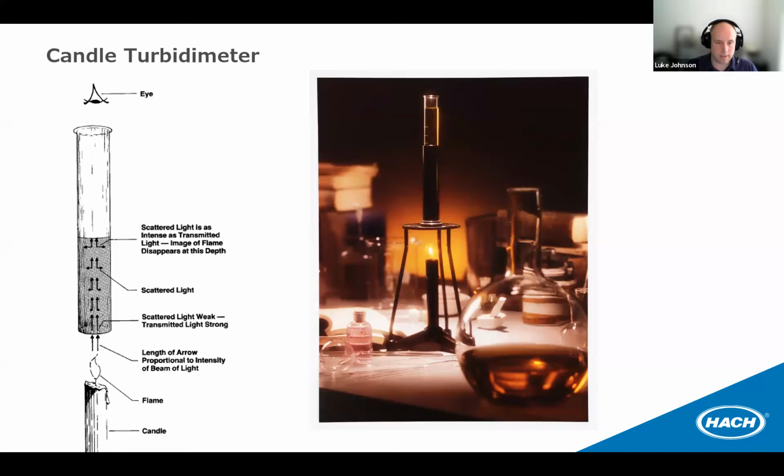So with clear water, you can add more to the tube before the flame is extinct, before you can't see it distinctly anymore. With very turbid water, you can only add a very small amount. This is a great initial measurement, obviously dependent upon a lot of different variables that are hard to pin down accurately, but this is really where the history of turbidity started.